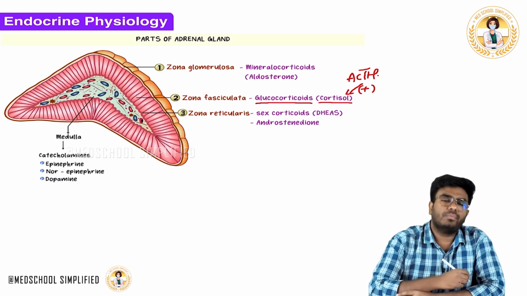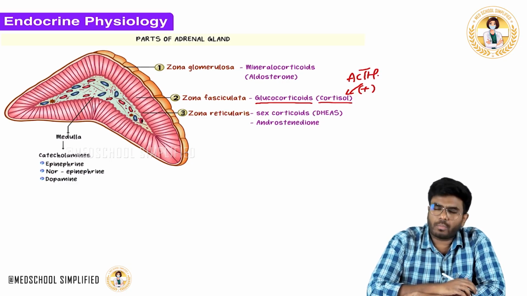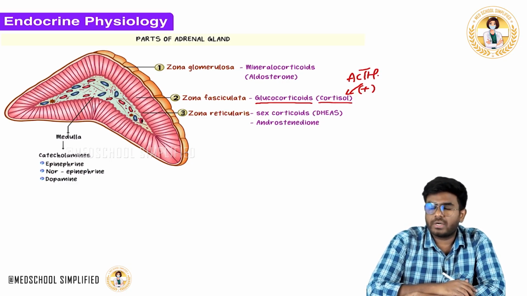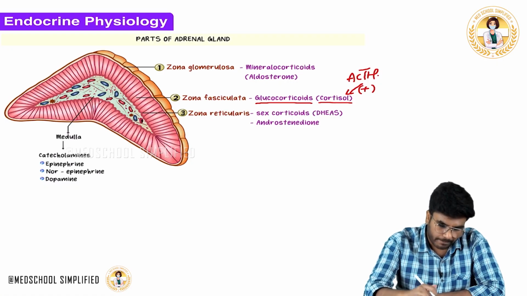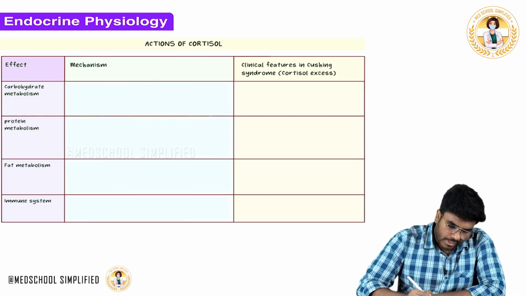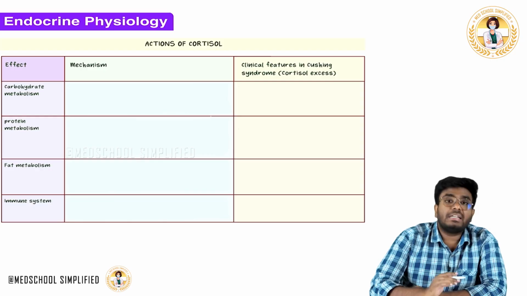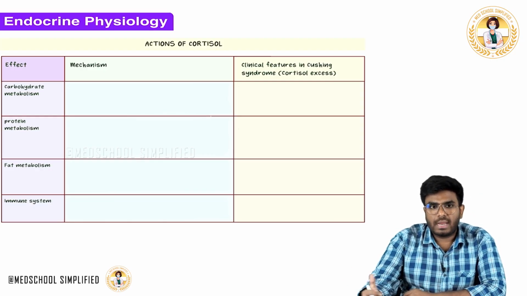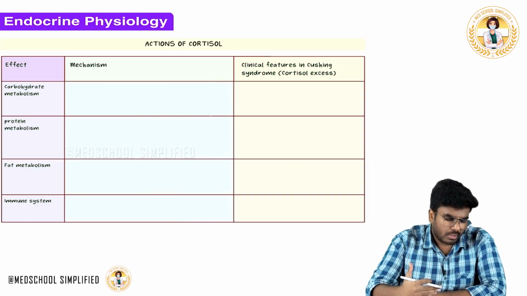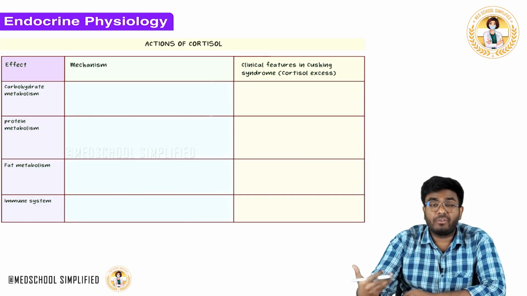My question for you: what kind of hormone is cortisol? Cortisol is a catabolic hormone. It's not an anabolic hormone. It's a catabolic hormone and it's a steroid, of course, because it is derived from cholesterol. Cholesterol is converted into cortisol. Now let's talk about the different effects of cortisol in our body, how it acts on different systems, and how excess cortisol will cause Cushing syndrome.